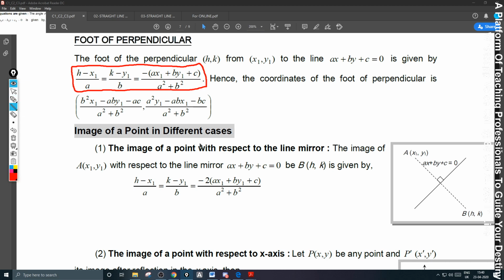This is like this. This is the line. This is the perpendicular whose foot is this. This is F, given to be h, k. And this is nothing but x1, y1. This is the data given. And the line equation is also given. It is ax plus by plus c equal to 0.